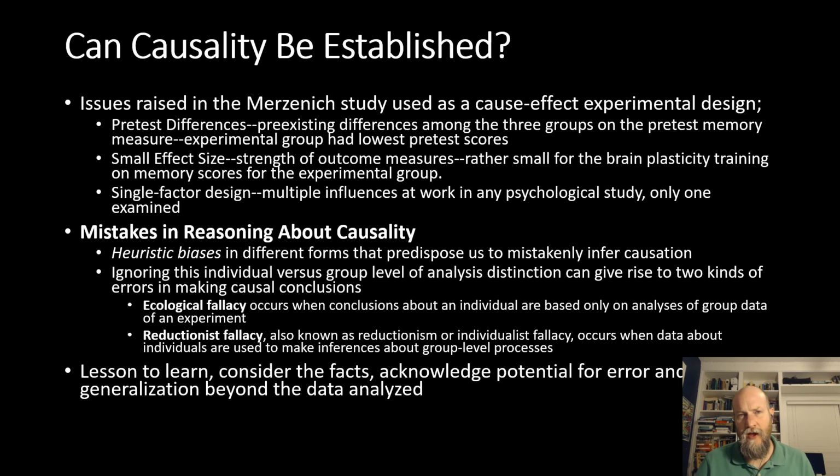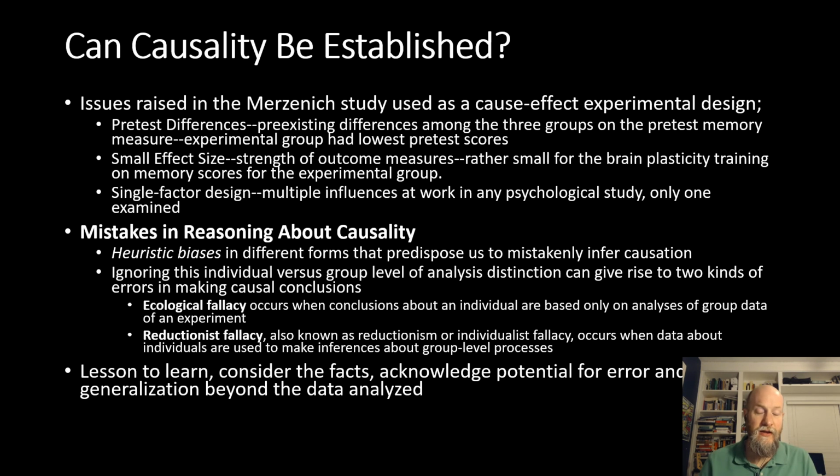And in this case, we have the ecological and the reductionist fallacy. The ecological fallacy occurs when conclusions about an individual are based only on analysis of group data of an experiment. So if I conduct the Mersenic study and I find that people that are in the experimental condition, the brain plasticity training, do better on average. That is the key phrase. On average, they did better.